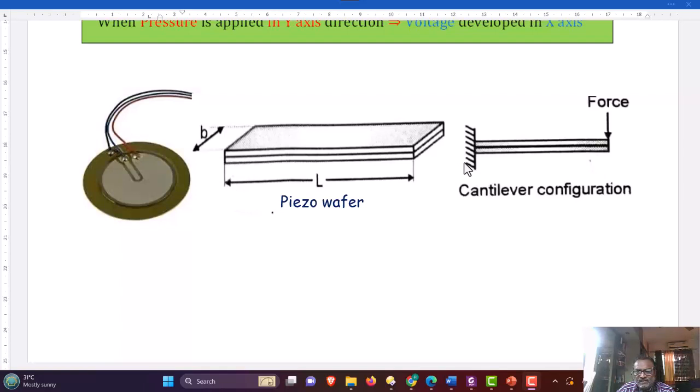Another configuration is the cantilever configuration. The construction is typically shown here. One side is connected to a rigid support, and when force is applied to the other end of the cantilever, a twisting force is developed in the cantilever beam, and due to that piezoelectricity is generated, whereas the compression type of piezoelectric crystal is shown in the first figure.